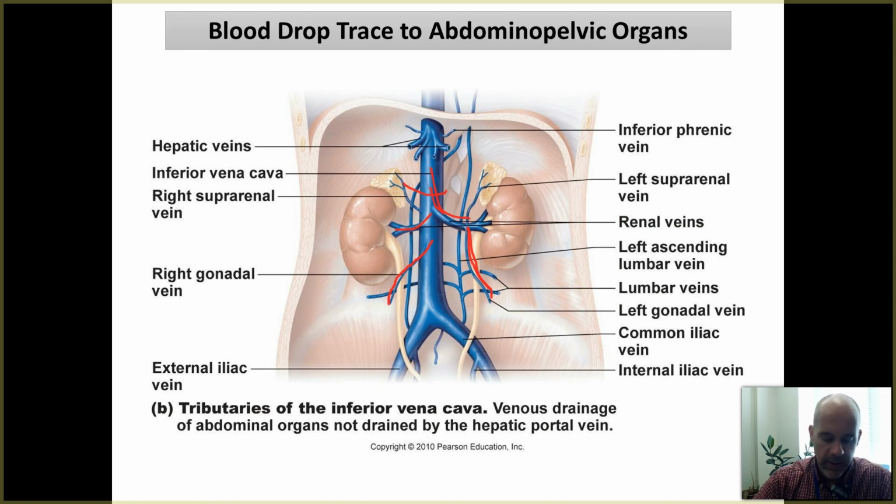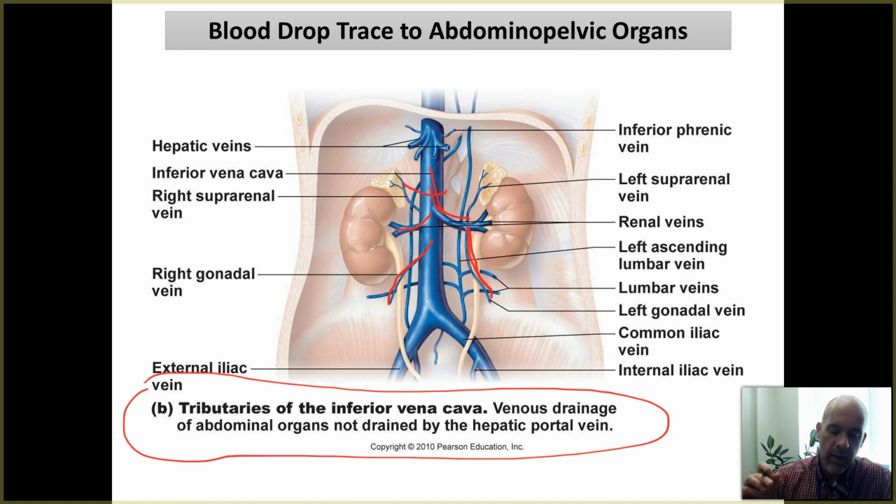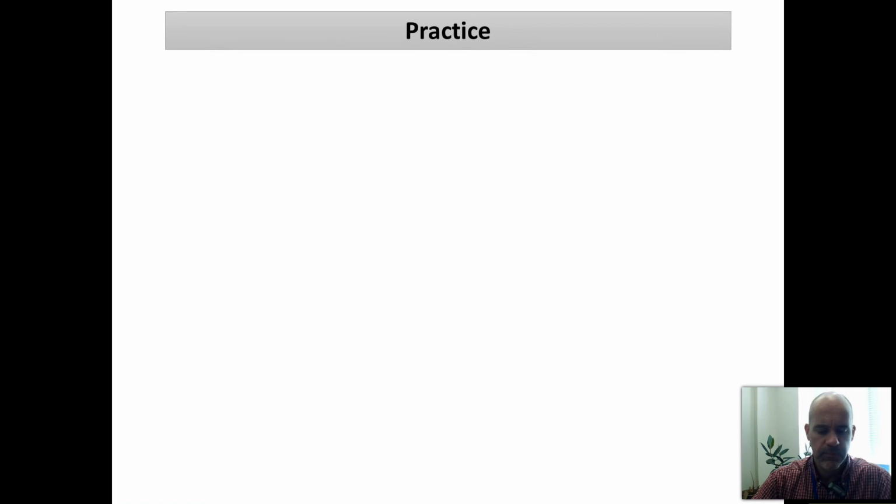So this diagram is showing you veins from the abdominopelvic organs that do not connect into the hepatic portal vein. The other ones that we talked about, that deoxygenated blood has to go through that hepatic portal vein so that the liver can filter the blood from that location.